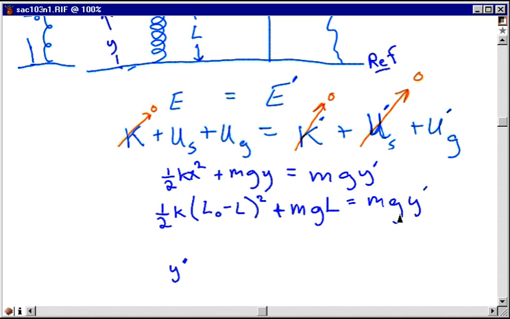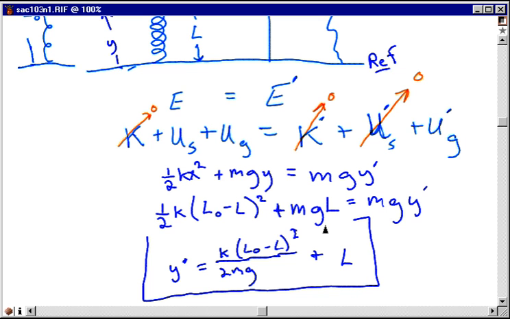So y prime, I'm switching sides, and I'm going to divide both sides by mg. It'll be k over 2mg, there's the 2, and then I'm dividing both sides by mg, times the L0 minus L, squared, plus L. And that'll be our final height of the block.